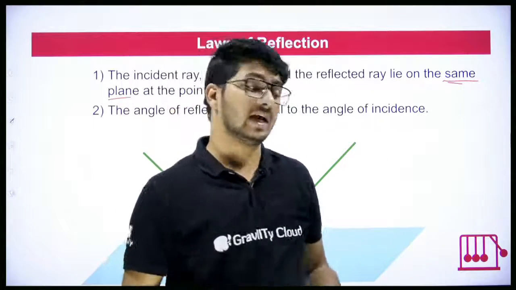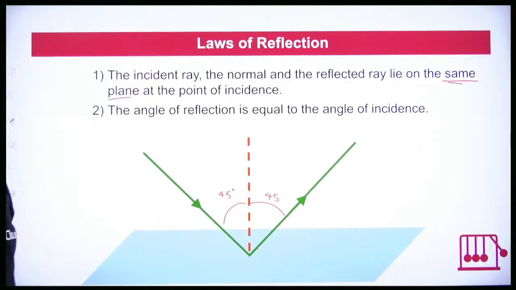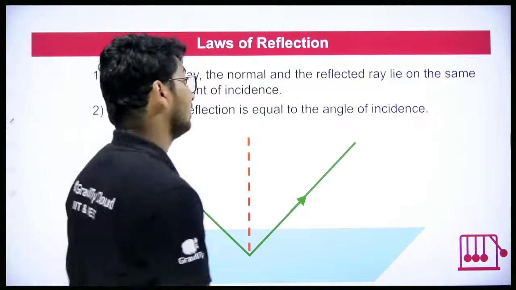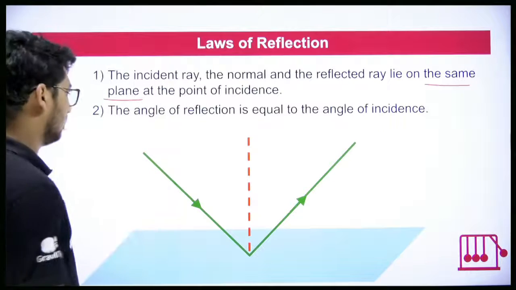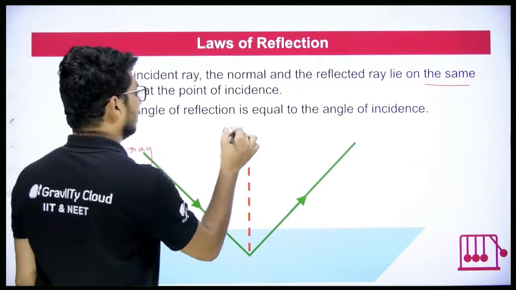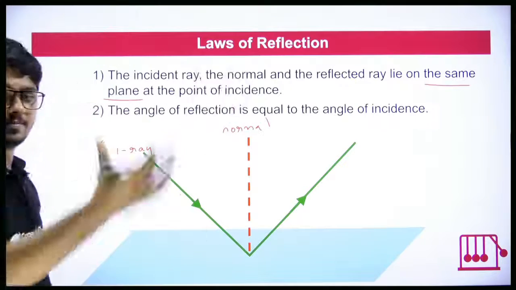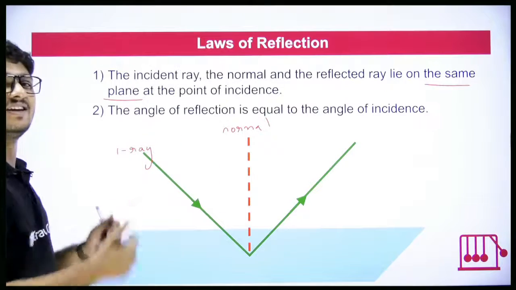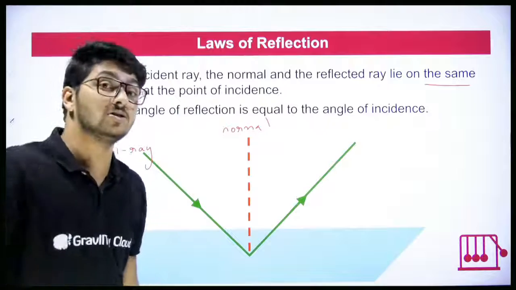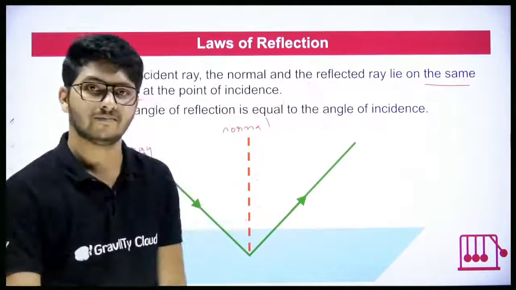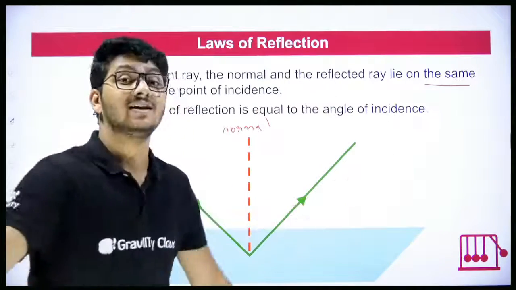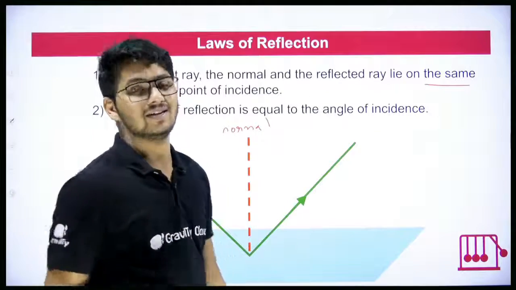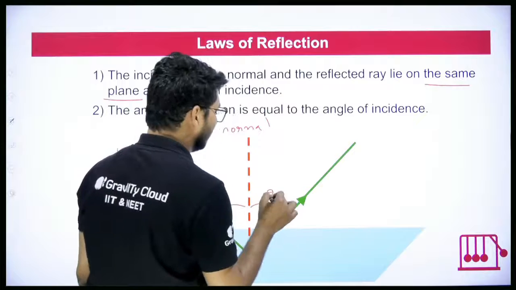So is that enough to tell us in which direction the reflected ray will be? It is not at all enough. So what will we do? There is a special rule it follows: they lie on the same plane at the point of incidence. Look at this. This is the incident ray and this is the normal. Both of them are on the screen. So the plane is the screen. The reflected ray should also lie on the screen itself, or on the same plane. Then how many are possible? Only one is possible, such that angle I is equal to angle R.